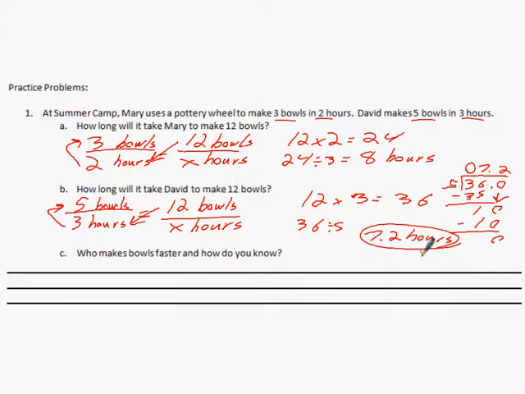Who makes bowls faster and how do you know? David, because it takes him less time to make 12 bowls.